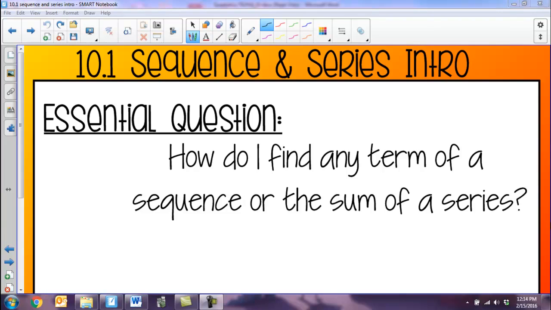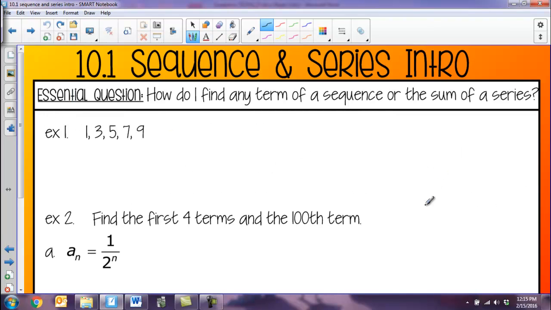Hey guys, today we're going to start something a little bit new, and it's going to be sequences and series. Before we begin doing specific types of sequences and series, there's some notations we need to learn. So our question today is, how do I find any term of a sequence or the sum of a series? Open up your notes book and you'll find these questions in there.